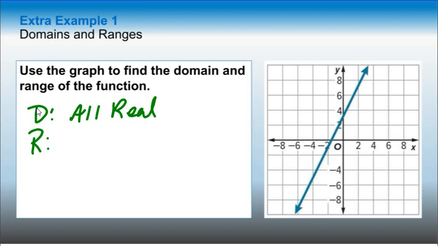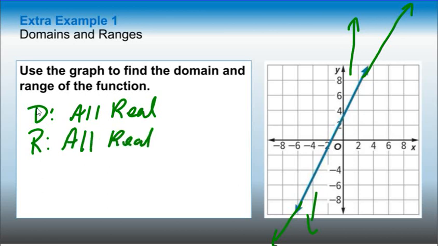And then the range keeps going up in both directions, or going up and then it goes down. And it keeps going, and this one would keep going up, and this one would keep going down. So this one would also be all real. So most linear functions are going to have a domain and range of all real numbers.